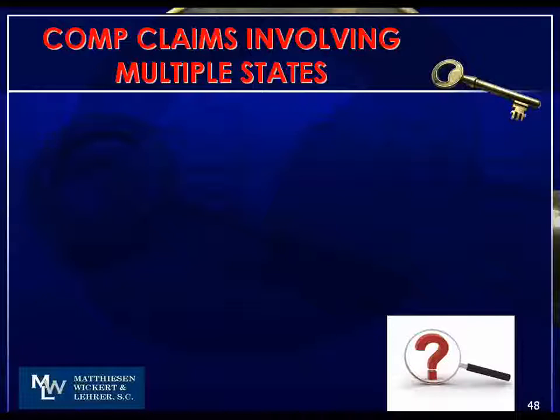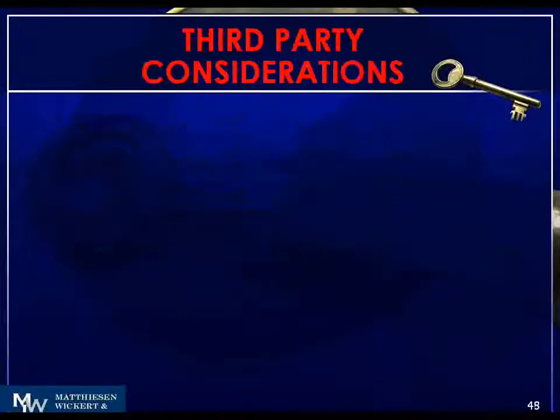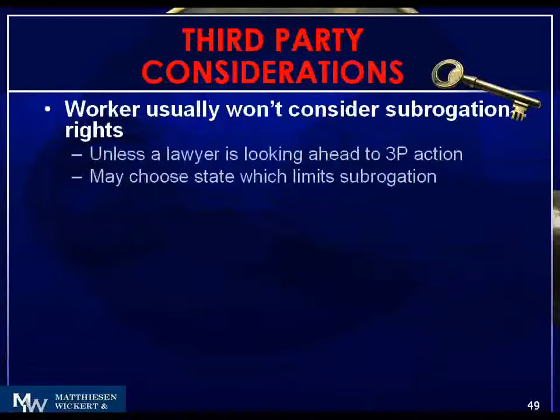So when you have comp claims involving multiple states, you have to ask yourself some very simple questions. Where was the claimant hired? Where will the claimant file the claim? Where was the claimant injured? Where is the employer principally located? Where is the third-party lawsuit filed? And where is the tortfeasor located? These are the variables that go into the third-party considerations that go into extraterritorial subrogation.